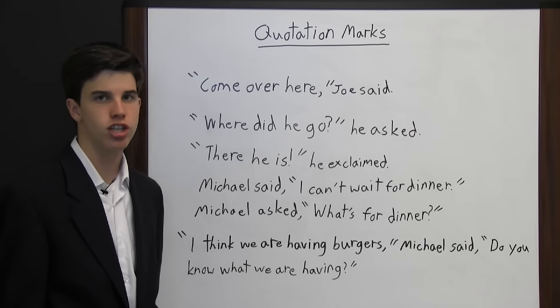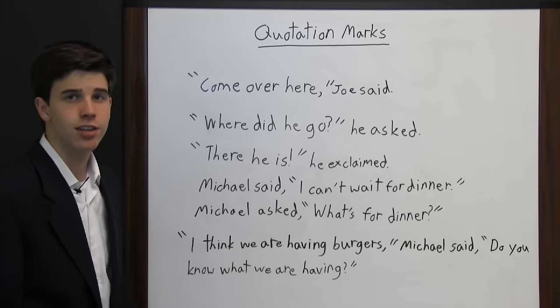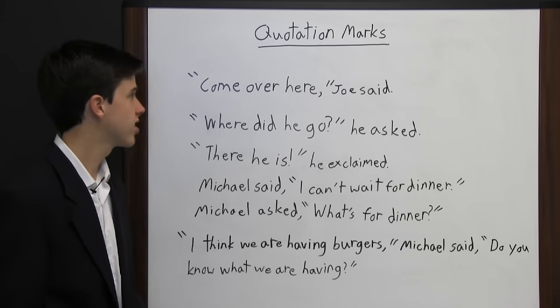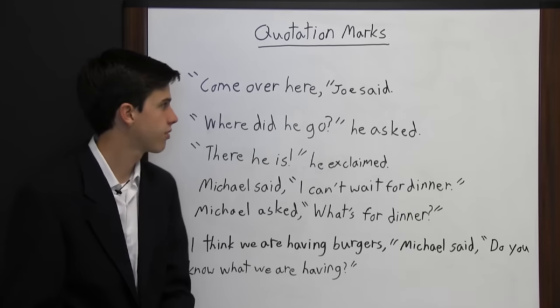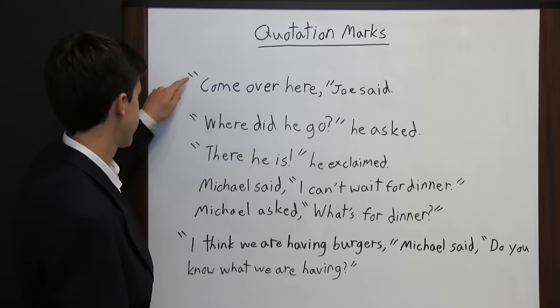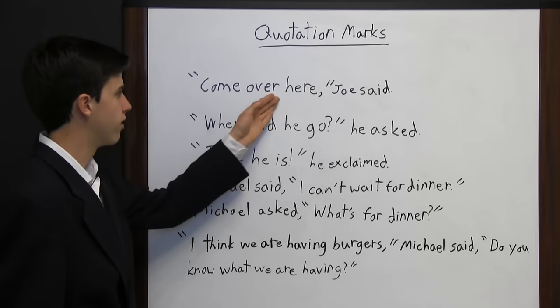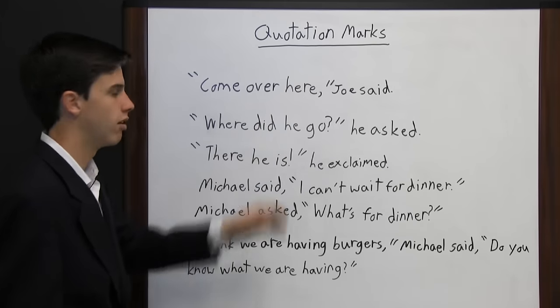Quotation marks are used to show that the words inside the quotation marks are someone else's, not the writer's own. So look at this sentence. "Come over here," Joe said. So the quotation marks, right here and right here, are conveying that the writer did not say, "Come over here." Joe said, "Come over here."